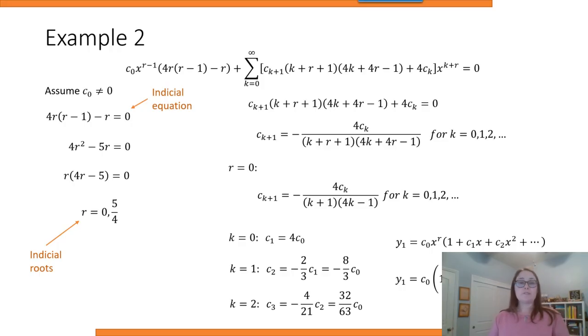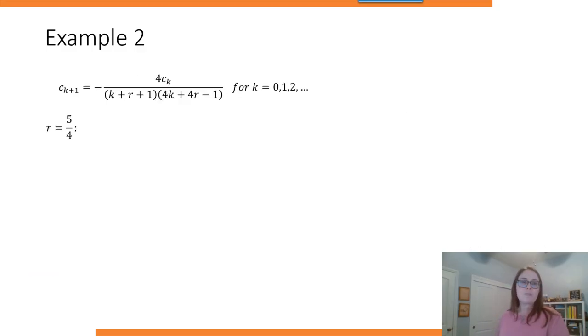Okay, so to find the second solution, now I'm just going to switch r to 5/4 and repeat those last few steps. So if I plug in the 5/4, I end up with c(k+1) equals negative 4ck over (k plus 1/4) times (4k plus 4). Now, you can just use it in this form. For me, I like to clean it up a little bit. It's kind of a pain to be plugging this in with that 1/4 in there.